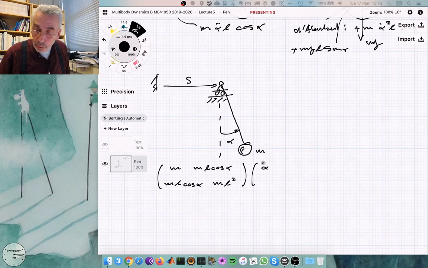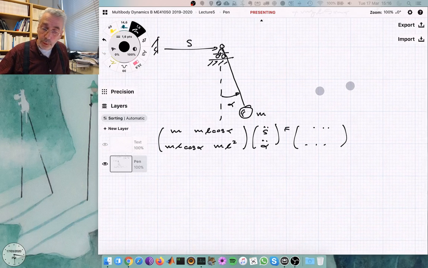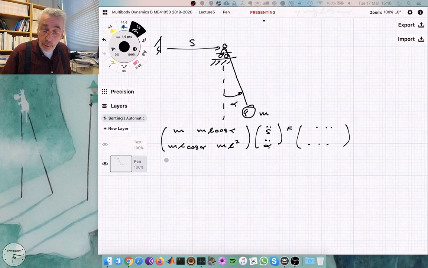And then there was a question. I gave the equation of motion, and the equation of motion has just ml cosine alpha, and then here ml cosine alpha, and the only term I get here is ml squared, because I have no mass moment of inertia. There is no inertia here, so that term is gone. And then I have s double dot and alpha double dot, and then I have some forces on the right hand side, and for now that's not so interesting. The thing is, of course, can you solve these equations? Is there always a solution?